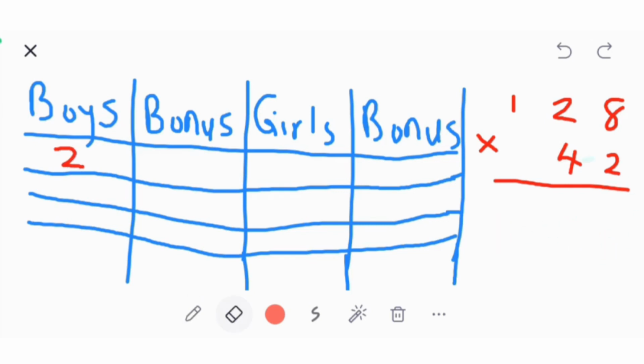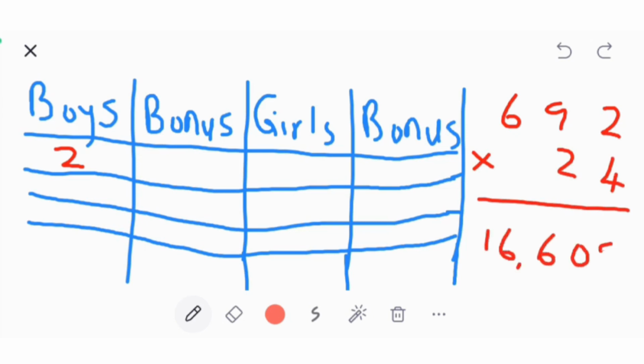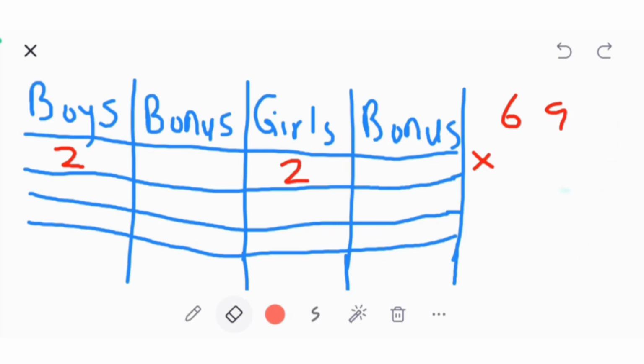All right, we go to girls. Girls, are you ready? What if you were told to multiply 692 and 24? I hear a girl say that the answer is 16,608. A round of applause for her. Girls got it right. So girls has 2 points. Okay. We move on to the next question.